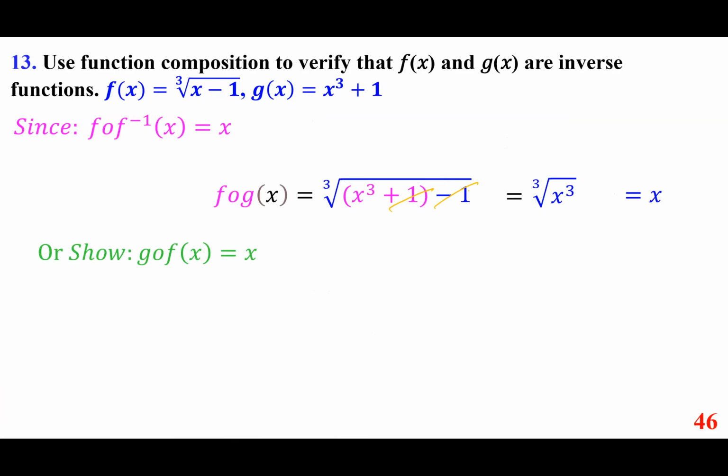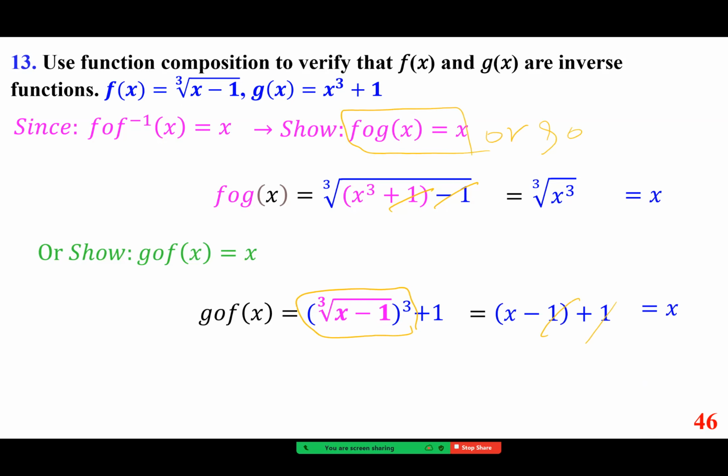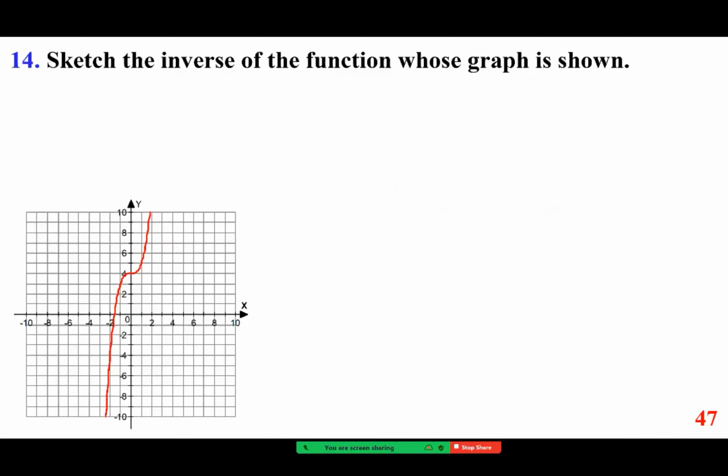Now g of f. You don't have to show both, but I'm going to show you both ways for practice. g of f, and as you can see, this comes out as x minus 1 plus 1. We prove this is also x. So you show either f of g is x or g of f is x. You don't have to show both. One is good enough, class. But for practice, we did both.